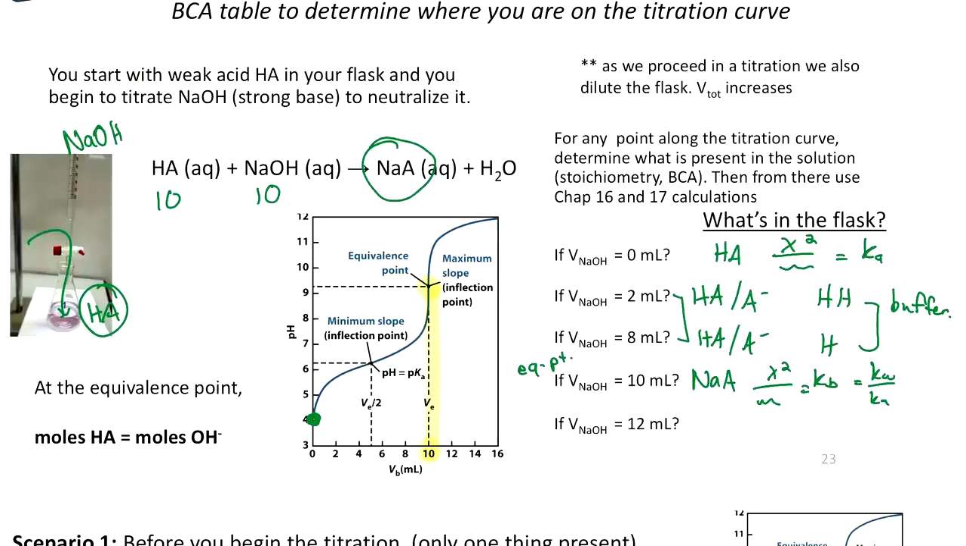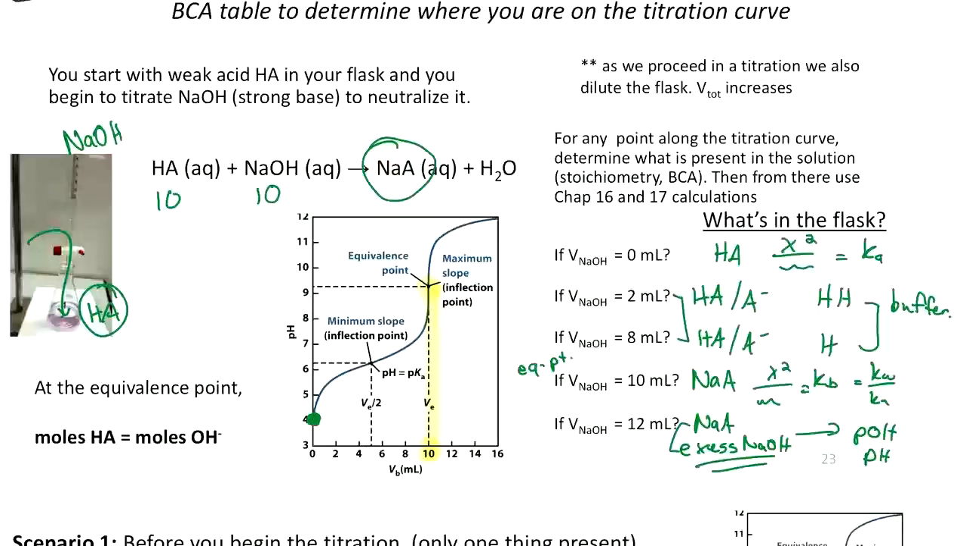All right, what if we add a little bit of extra base? What's in your beaker now? You still have NaA present, but now you have excess sodium hydroxide. If you have those two things in your beaker at the same time, which one dictates your pH? The weak base or the strong base? The strong base. So here, we're just going to use the excess sodium hydroxide to calculate pOH and then calculate pH. And that's it. You actually know how to do every single one of those calculations already. We just have to decide, given the information in the titration, where are we on this titration curve? Which calculation do I do?